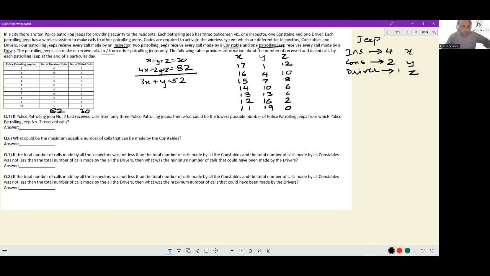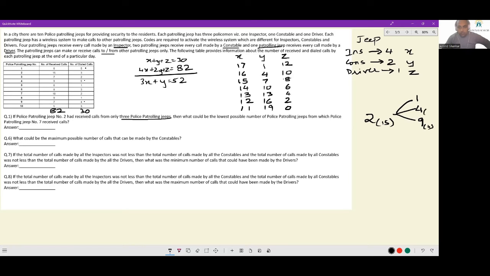First question: if police patrolling jeep number 2, which had received 15 calls and had dialed 3 calls, had received calls from only 3 police patrolling jeeps, then 15 calls have to be received from 3 police patrolling jeeps. Looking at the 3 highest numbers, 5, 6, and 4, Jeep 2 would have received calls from Jeep 1, Jeep 4, and Jeep 9.